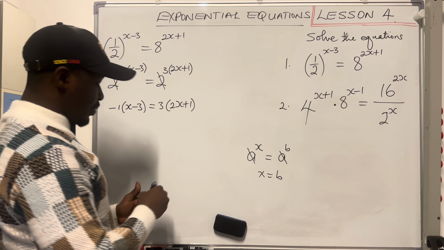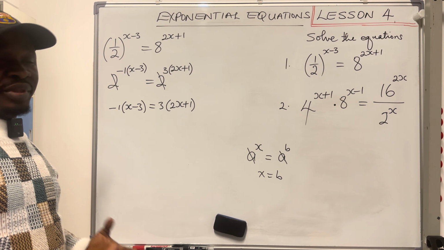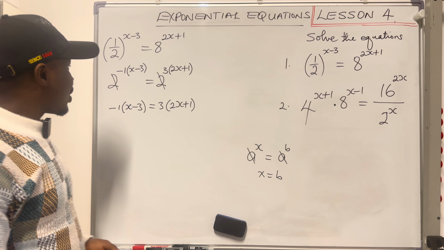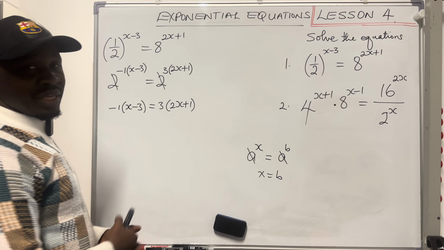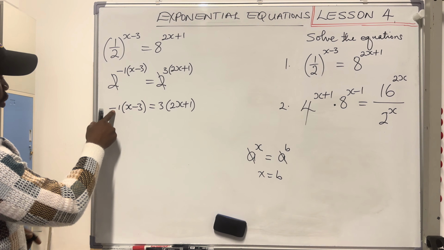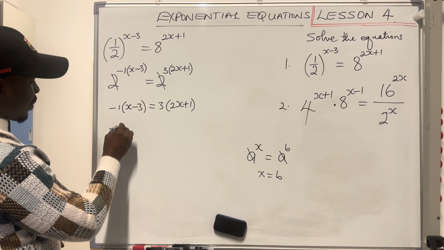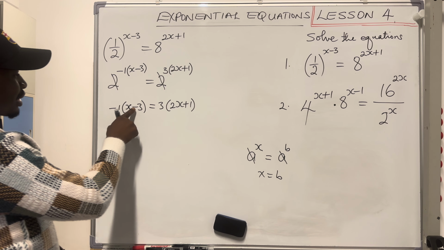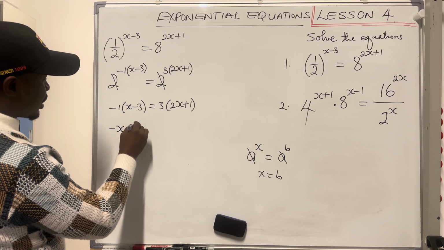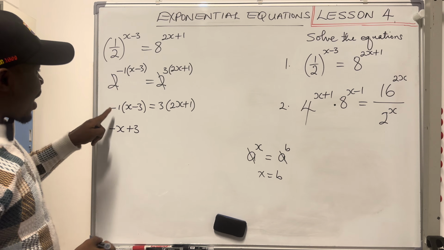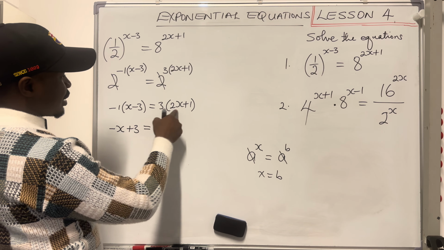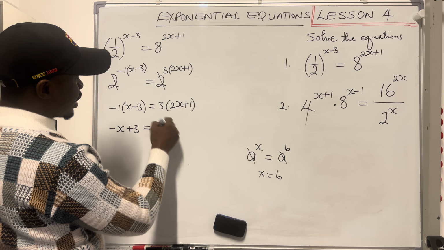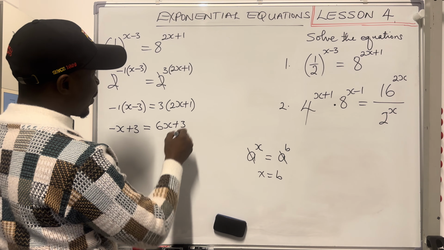If you think the question paper you are dealing with has limited space, then you can perform the expansion here instead of rewriting the same thing again. So minus 1 times x is negative x. Negative 1 times negative 3 gives positive 3. Remember, minus times minus is plus. Okay, 3 times 2x is 6x. 3 times 1 is 3.